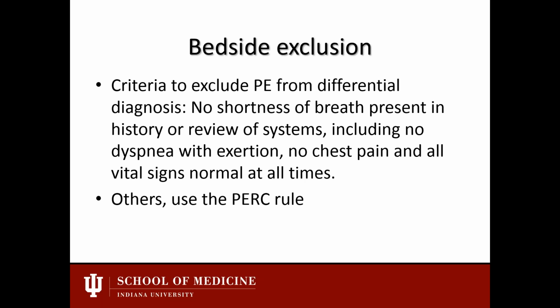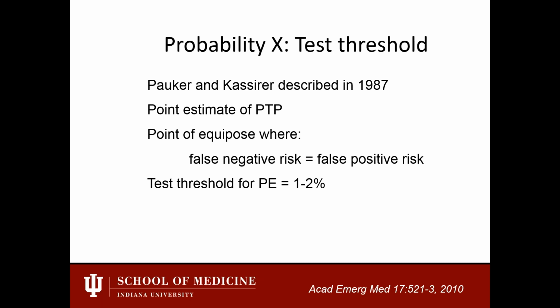Right there, that is reasonable and prudent, no matter what other risk factors they have, to not launch into the workup of PE. But for others, we need to use a more structured criteria, and the pulmonary embolism rule-out criteria, or PERC rule, may be helpful. Now, the PERC rule is designed to be responsive to the concept of something called a test threshold.